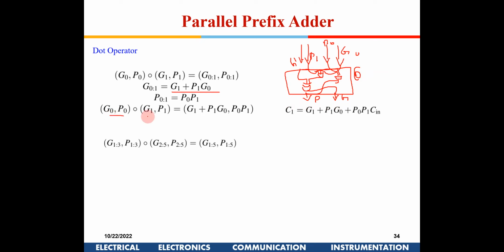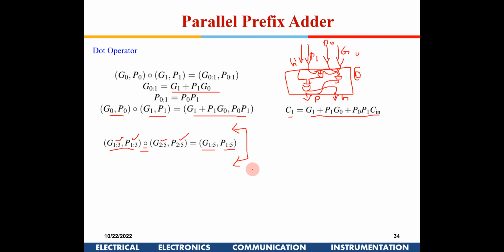So I do G0 P1, and this is what I get. And if I have to generate a carry, I can use this expression again. If I do a dot operation on G3 and P3, which I have already generated through some operations, and G2 and P2, I will get G15 and P15. Is this clear to all of you? Only if this is clear, the rest of the things will be understood. Is this clear to all of you?